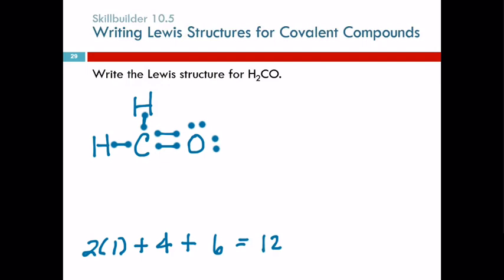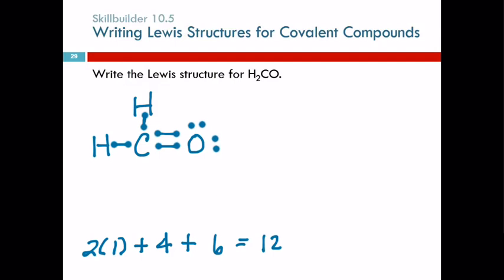Yes? If you have double or triple bonds, then you're going to have a side that doesn't have dots. So you wouldn't do 2, 1, and 1. Okay, so that's a good question. Why are the oxygen's electrons paired up?